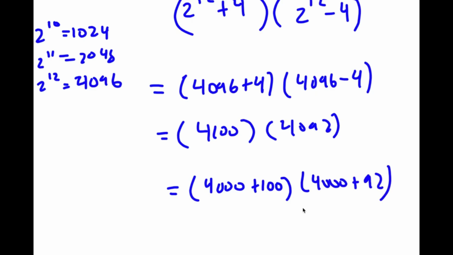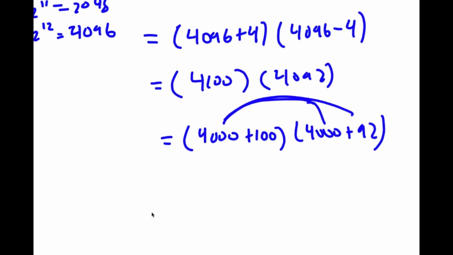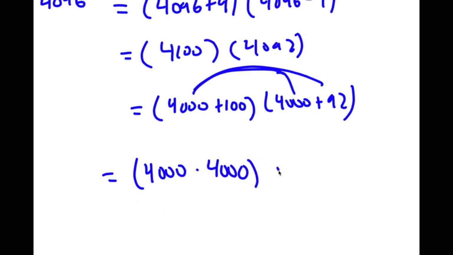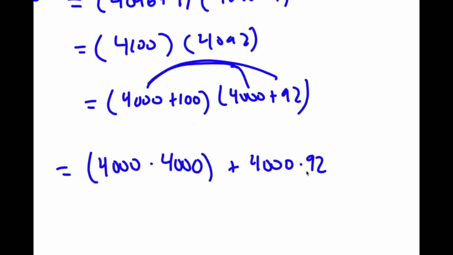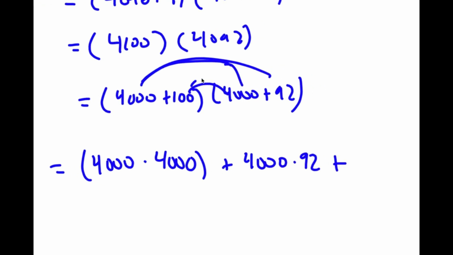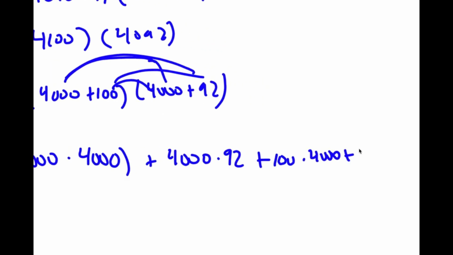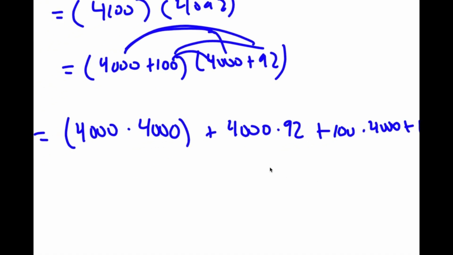So now to solve this, I'm simply going to distribute. I have 4000 here. If I distribute, I have 4000 times 4000 plus 4000 times 92 plus, now if I distribute the 100, 100 times 4000 plus 100 times 92.